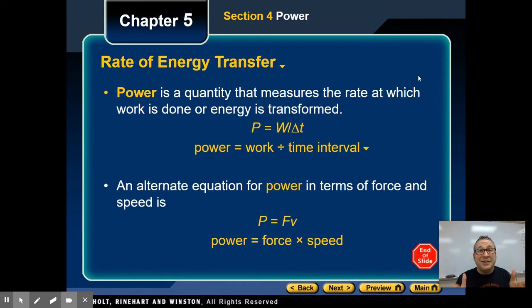First of all, power itself is the quantity that measures the rate at which work is done or energy is transformed. And so the first formula that you need to write down is P is equal to W divided by delta T, meaning power is equal to work divided by the amount of time it takes to do said job.